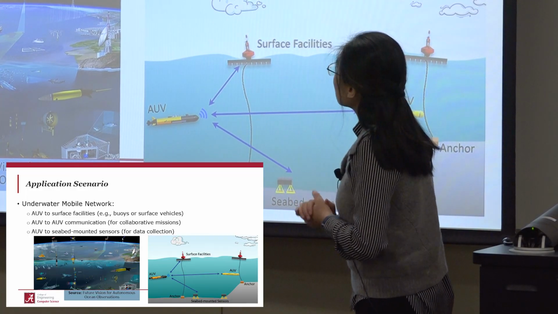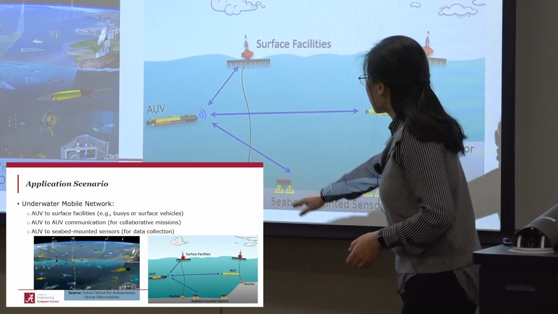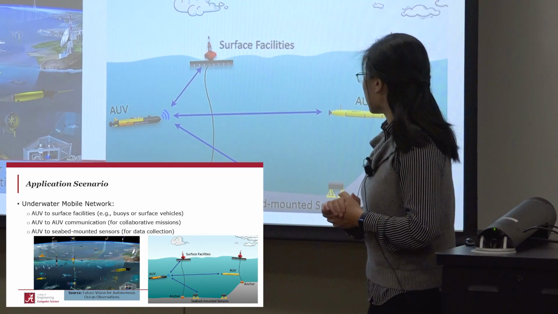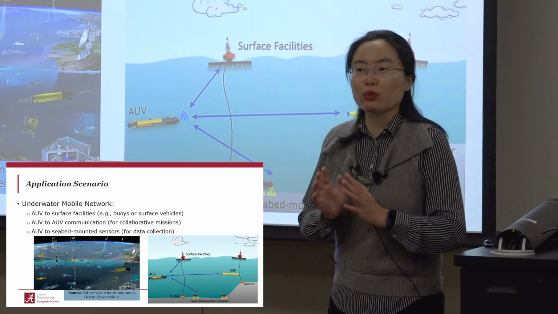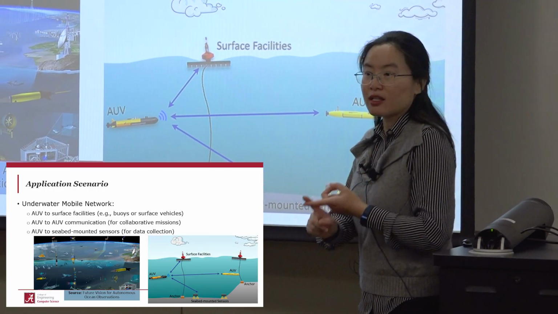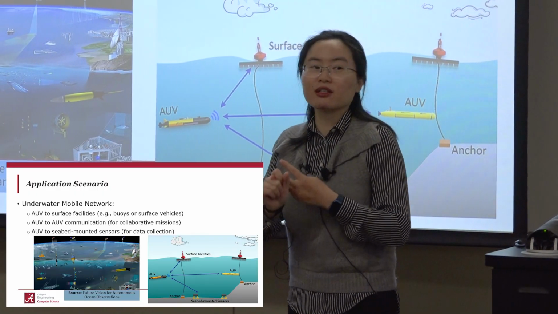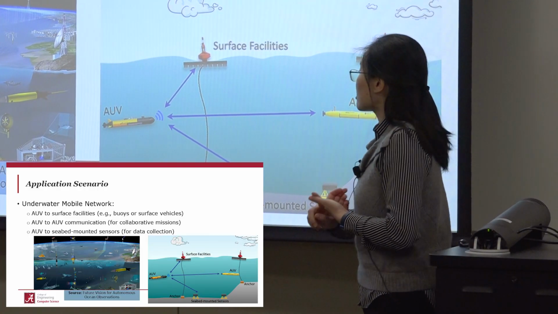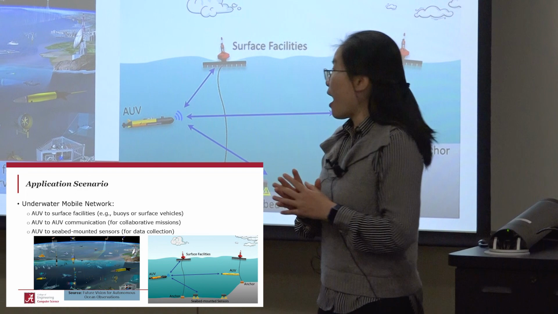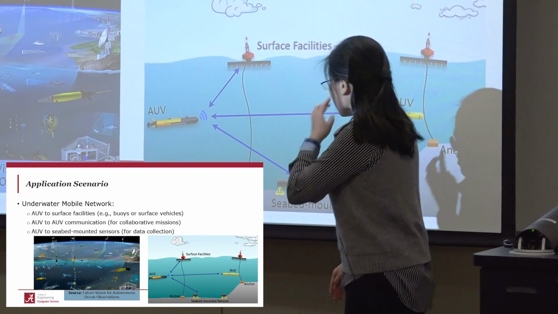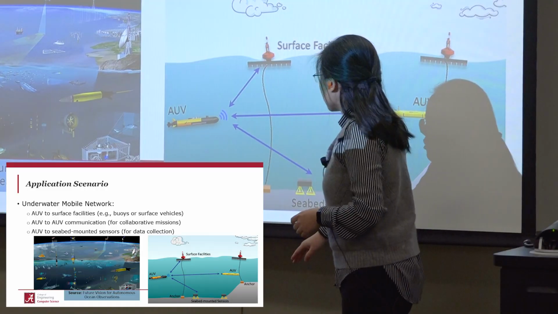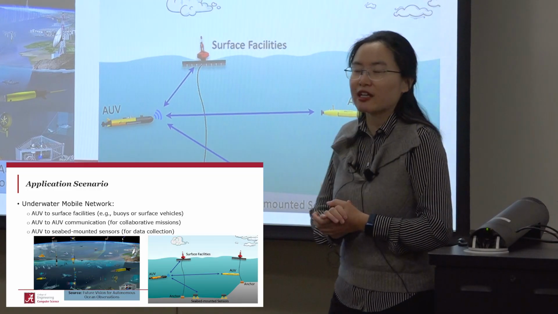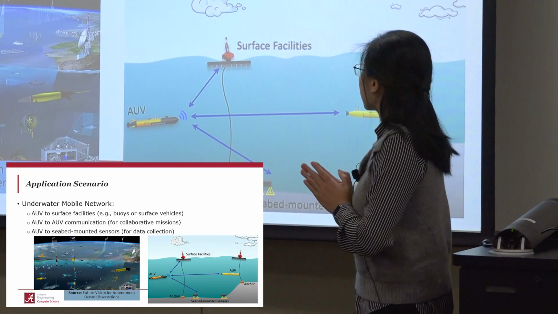The underwater mobile network will also connect AUVs to the seabed-mounted sensors, as shown in this figure. And the seabed-mounted sensors are also very important because we expect them to be low cost, and we can deploy them at large scale in the long term to operate in the oceans for long-term underwater monitoring. And we'd like the AUVs to be able to efficiently collect the data from those large-area seabed-mounted sensors for the long-term underwater monitoring.